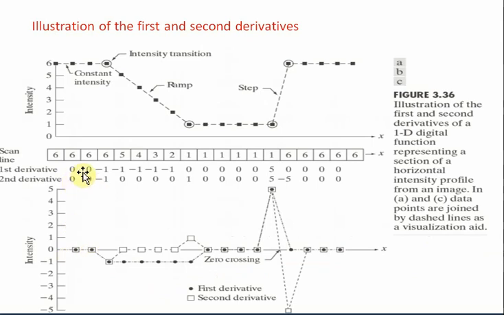See here: 6 plus 6 is 12, add these two values, 12. Then multiply the present value with 2: 2 sixes are 12. So 12 minus 12 is 0. Now coming to this one. Same thing: 4 plus 2 is 6, minus 3 twos are 6, gives 0. Here observe 6 plus 5 is 11, minus 12 gives minus 1. Like that, just do the calculation, get the values, and then draw the graph.